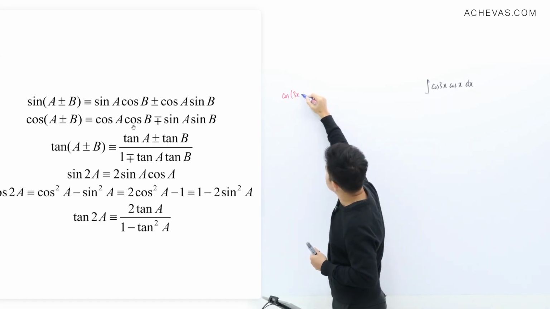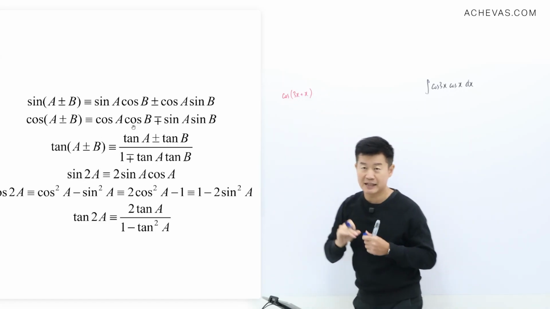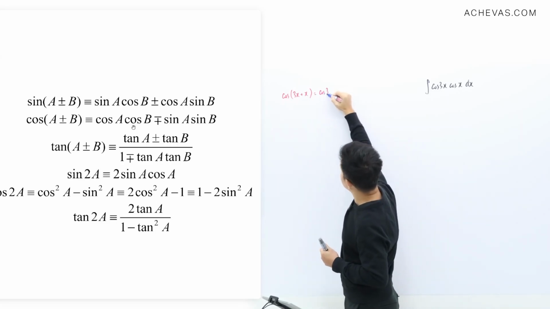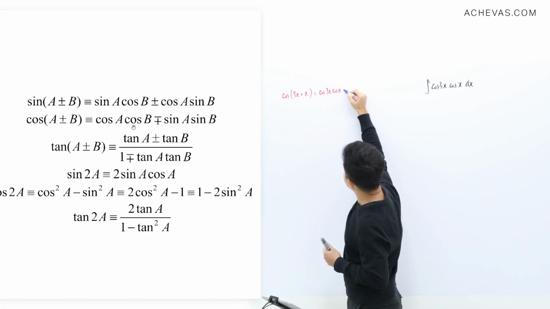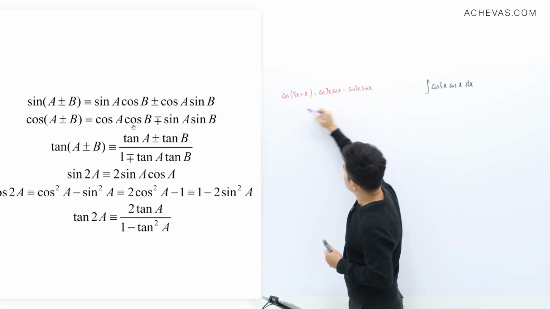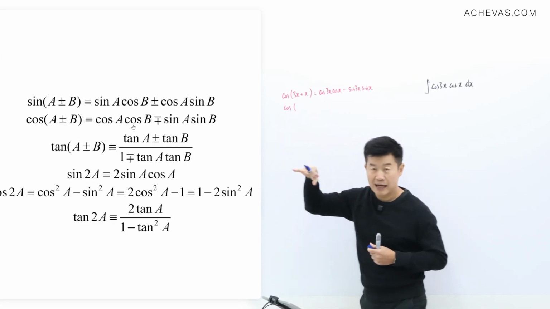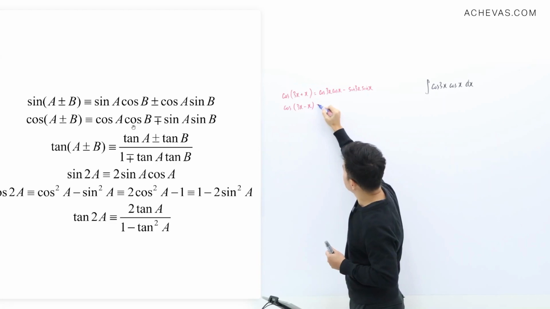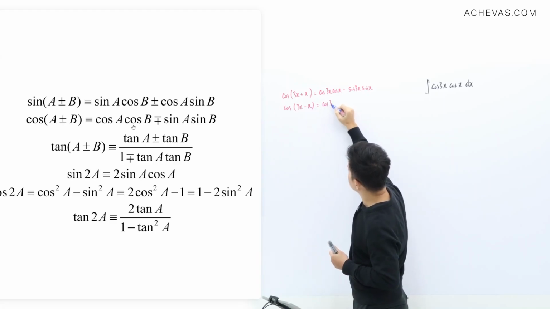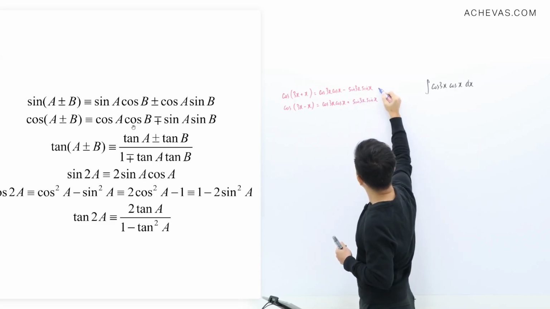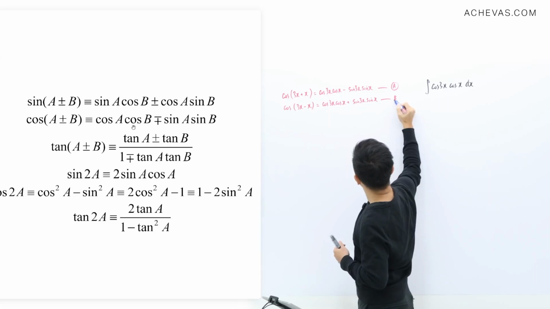So it will be 3x plus B, replacing it by x. It will be cosine of 3x plus x. This is equal to cosine 3x cosine x minus sine 3x sine x. Then quoting the other version of the identities that is in the second row, it is going to be 3x minus x. And this is going to be cosine 3x cosine x plus sine 3x sine x. Calling this equation A, calling this equation B.